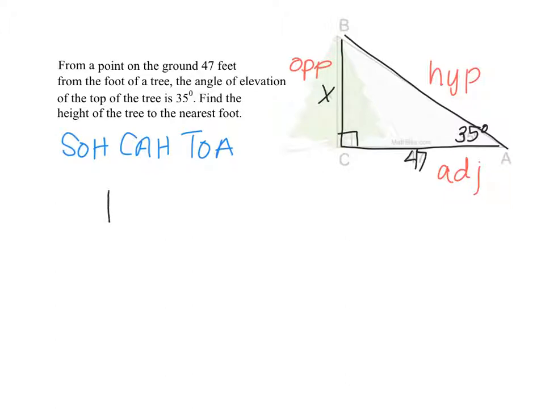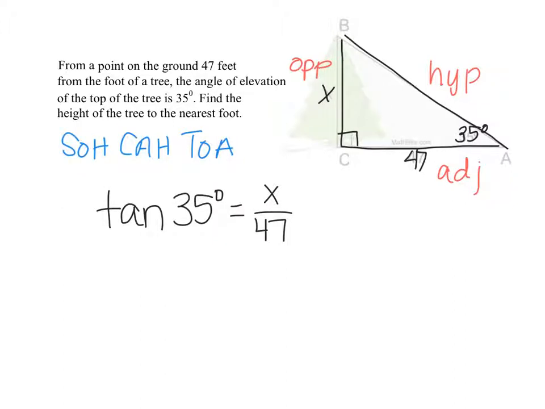I'm going to choose the tangent, and it's always tangent of the angle, and the angle that I happen to have is 35 degrees. So the tangent of 35 degrees equals the opposite, and my opposite is x, over the adjacent, 47. Remember, that's what SOHCAHTOA means. Tangent is the opposite divided by the adjacent. So here I have this trig ratio.